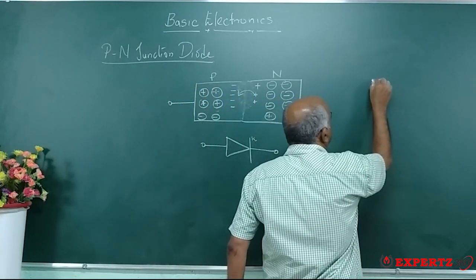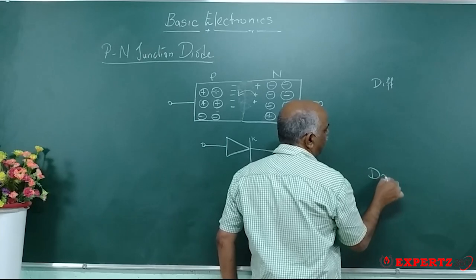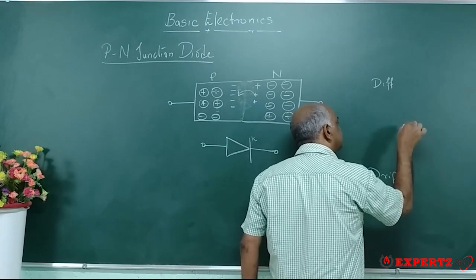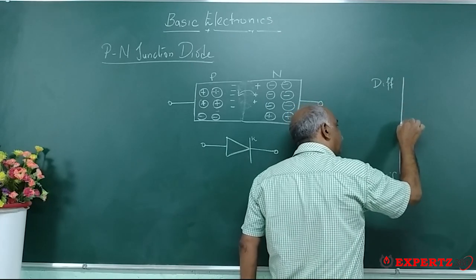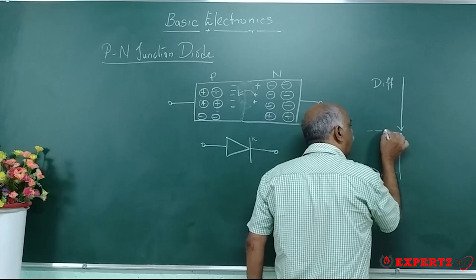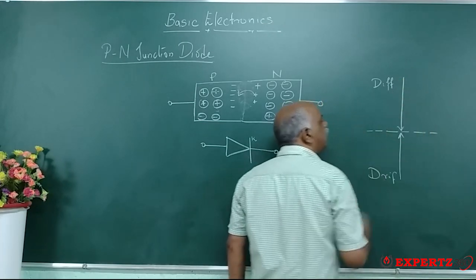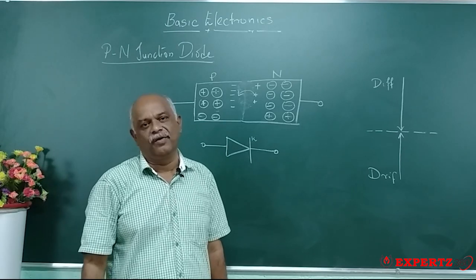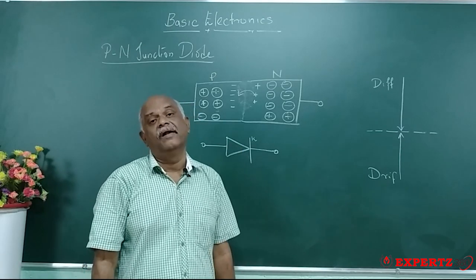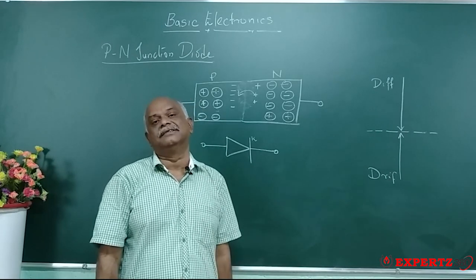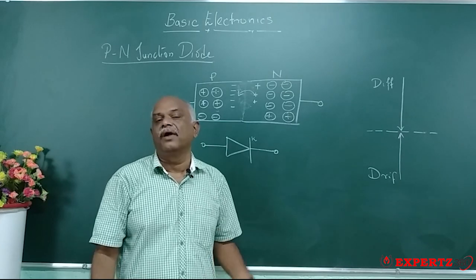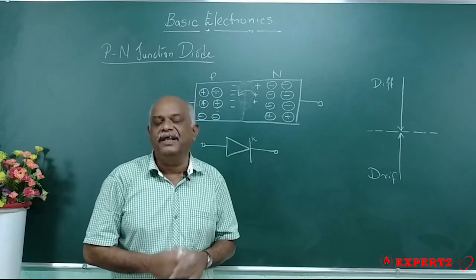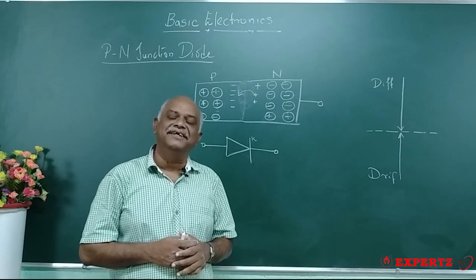First of all, you had the diffusion current, and the drift current was zero. The diffusion current was very high. As the excess charge carriers get accumulated at the junction, the drift current increases and the diffusion current decreases, and at a point they are equal. This is what we call the equilibrium state, and there is no flow of current. The net current becomes zero. This is the condition of a diode under unbiased condition, that is, you are not going to give any external supply. So there is no flow of current during the unbiased condition. Clear?